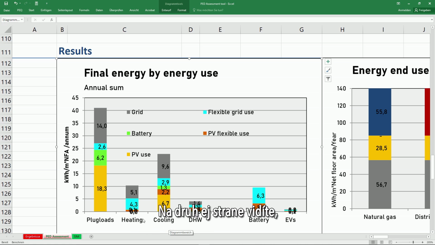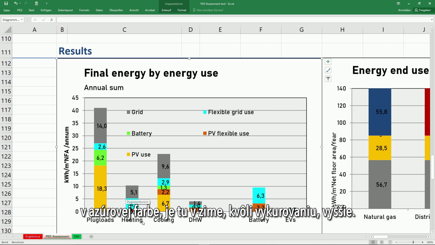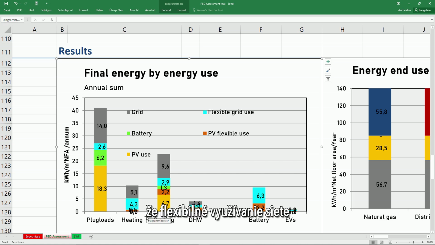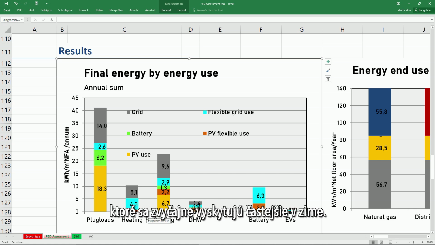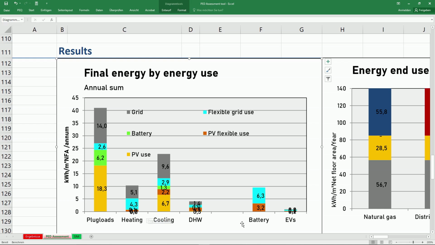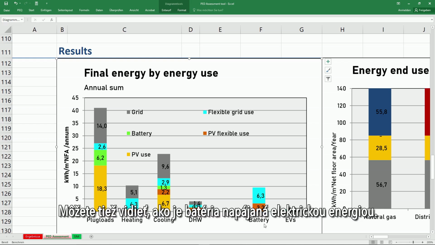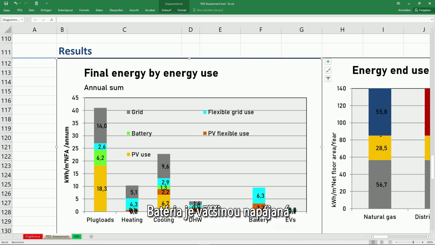On the other hand, you see that the flexible grid use in cyan here is higher in winter for the heating. This is mostly because the flexible grid use is mostly available in times of high wind power events, and these typically occur more frequently during the winter. You can also see how the battery is supplied with electricity. Mostly the battery is supplied with renewable grid electricity with flexible use, and a smaller part is also battery provided.